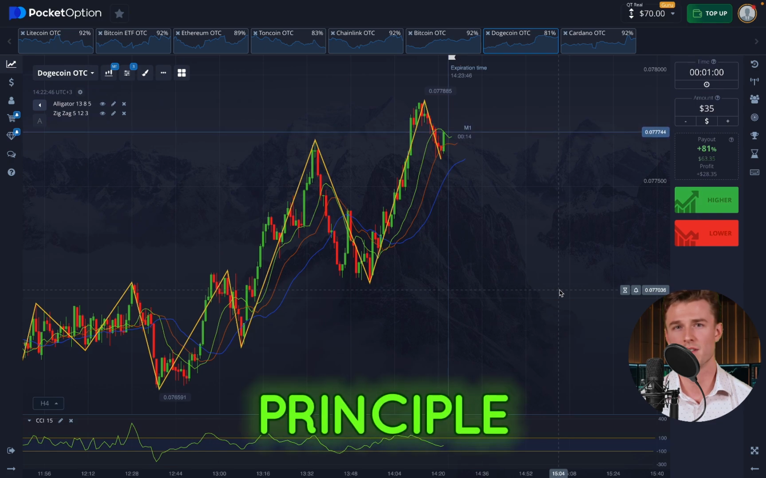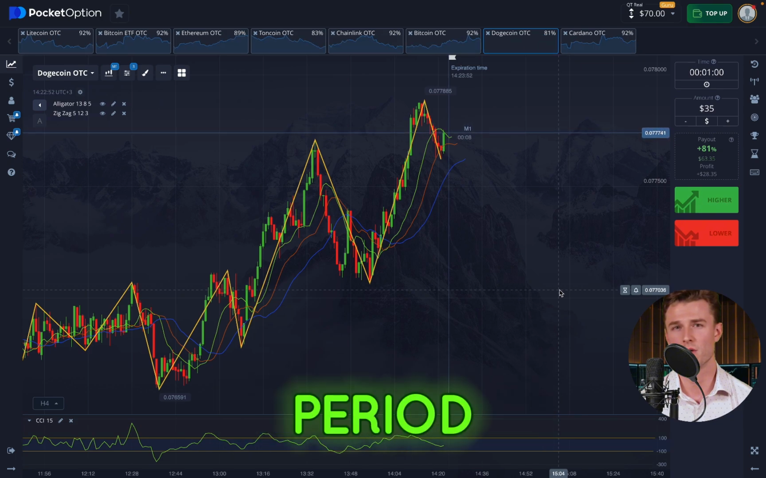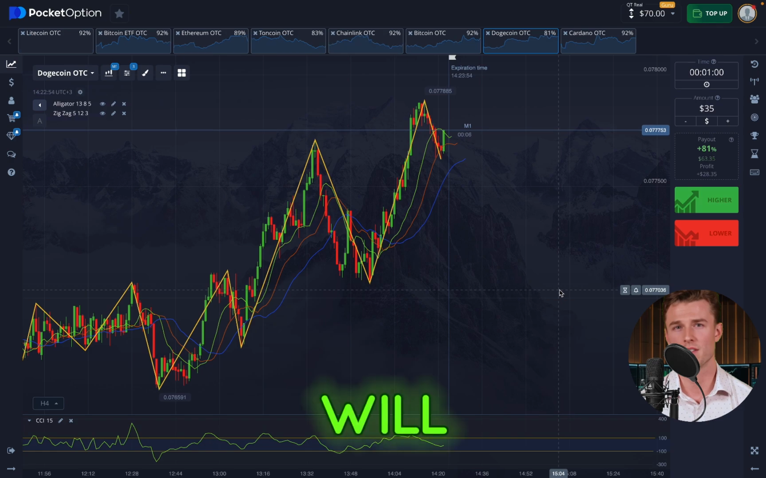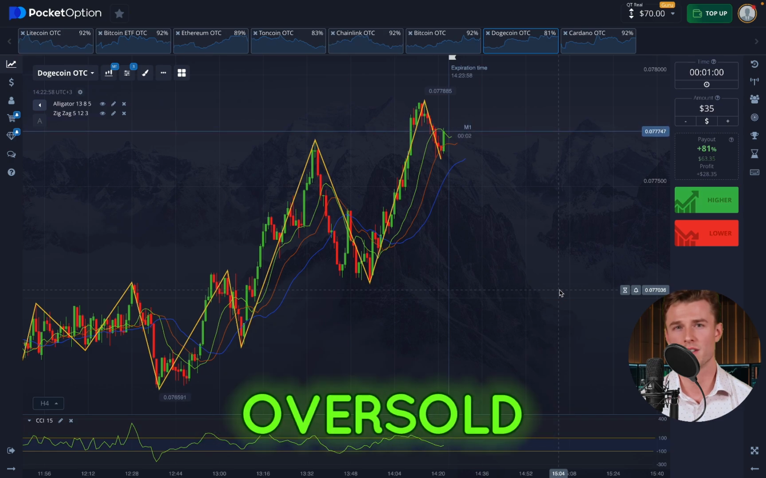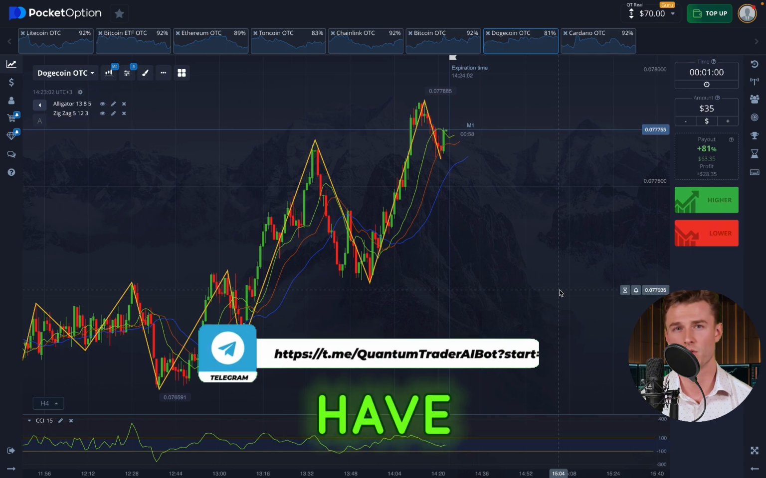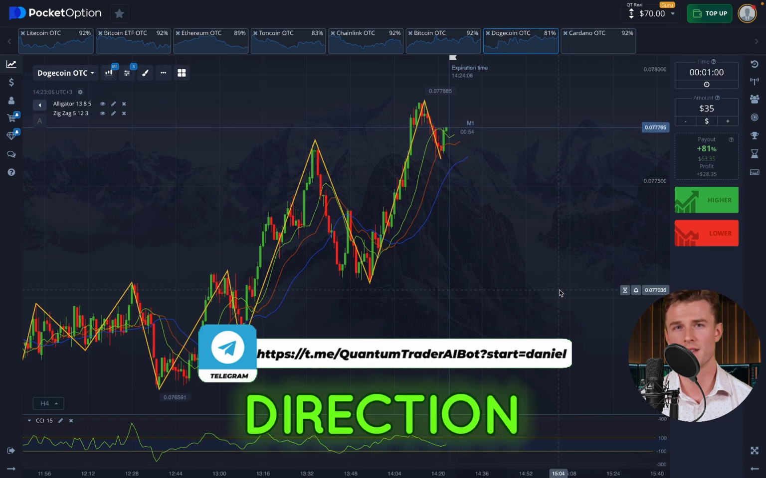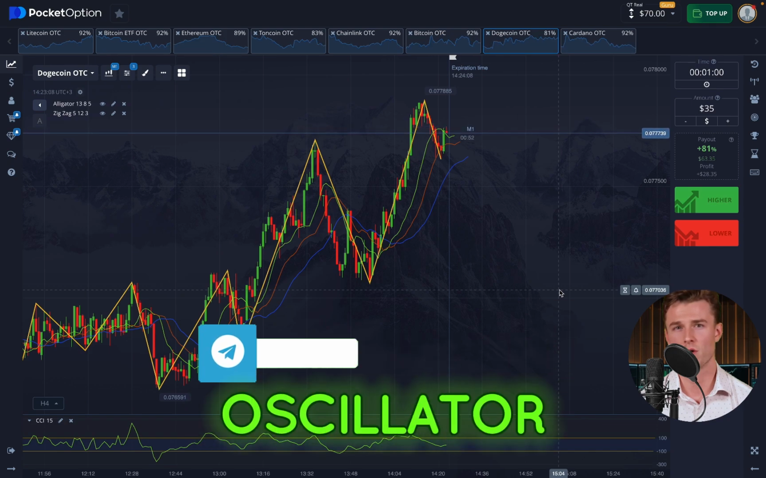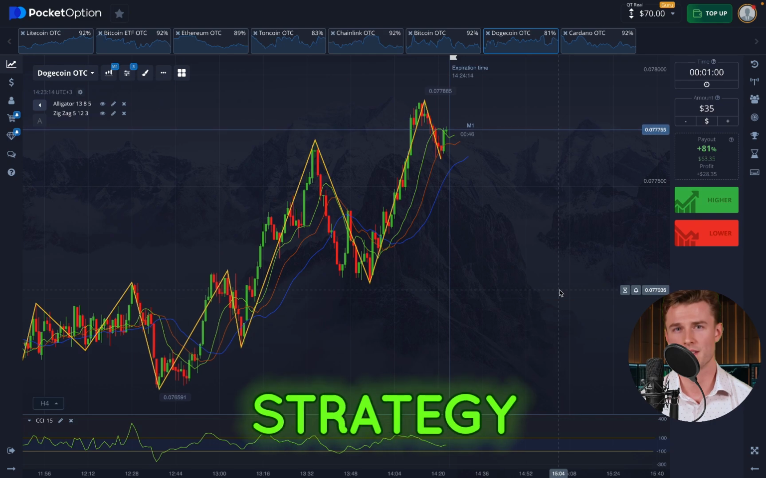The main principle of work on this bundle is to use them alongside a CCI oscillator with a period of 15. I will observe the overbought and oversold areas so that at some point, if I have an opportunity to open a trade against the trend direction, this oscillator will help me in this. It's a simple enough strategy.